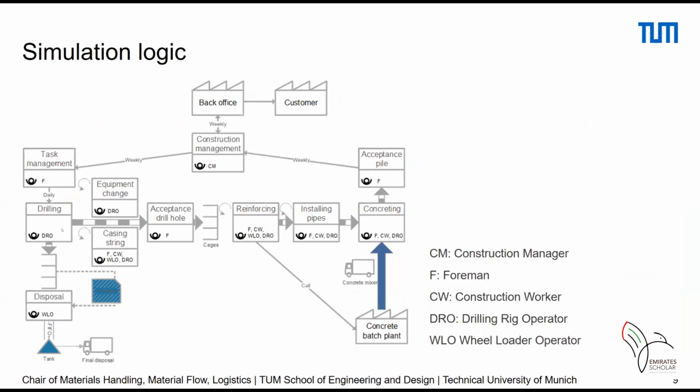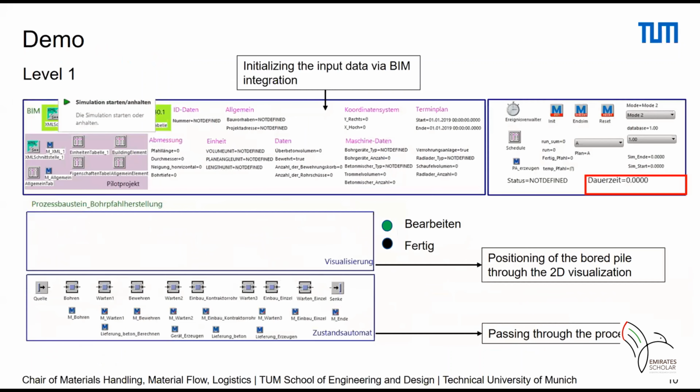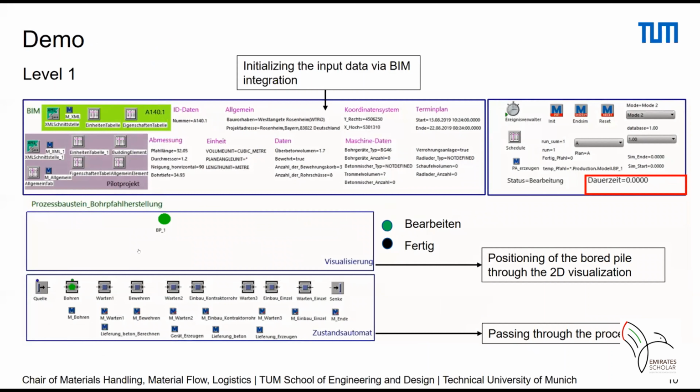So we have first the drilling of the hole. This drilling will be accepted if it's at the right length, and then there is a reinforcing cage to stabilize the pile in the end. And we have the concreting, and this concreting part was part of our case study, which we see next. So just to give you an impression, I hope you can see this.